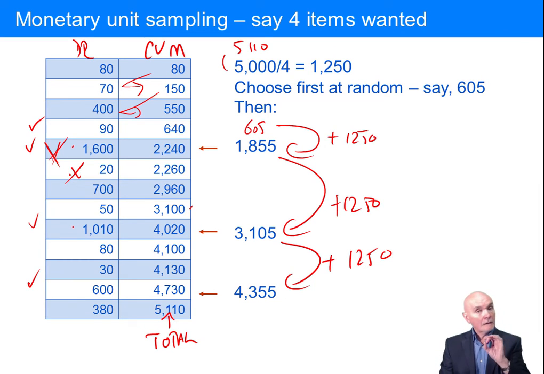Yet it's all objective. It's taken out of our hands. There can be no bias on this. There is a chance of landing on both large and small customers. We've just skewed it slightly so that we can cover a lot of ground in our sample. We get a lot of value covered in our sample. And that is monetary unit sampling. Don't worry about it too much. You wouldn't be asked to do any calculations on it. It's just to know what it is.